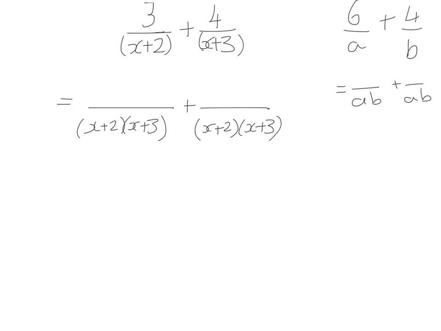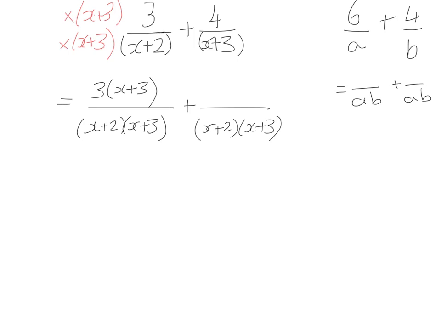And just like how we were thinking over here, to get from a to ab, I would need to multiply the top and bottom by b. To get from x plus 2 to x plus 2 bracket x plus 3, I'll need to multiply the top and the bottom by x plus 3. So, if I times this by x plus 3, and times this by x plus 3. So, on my top line, I'm going to have 3 bracket x plus 3.